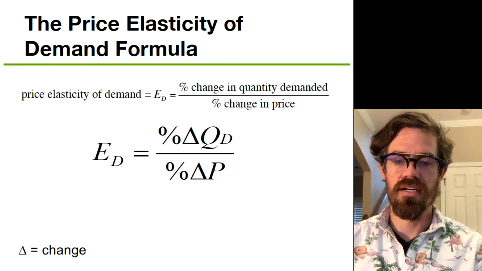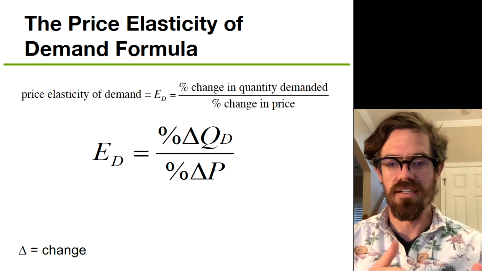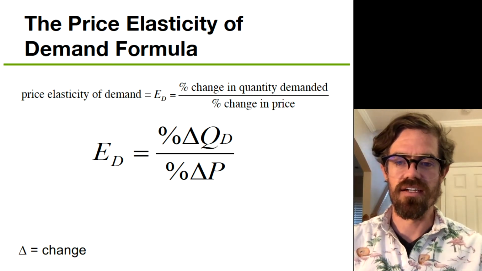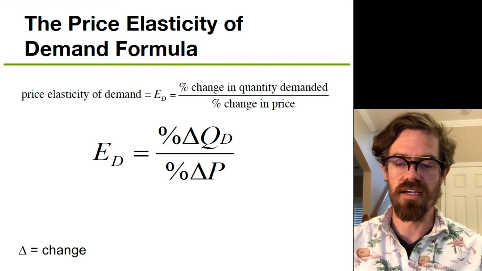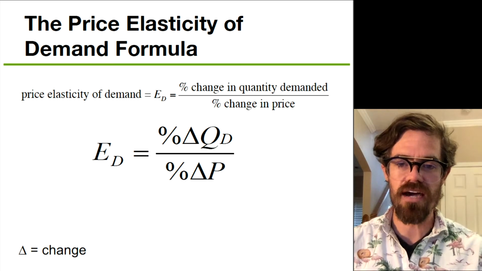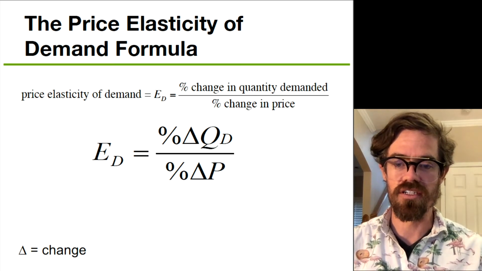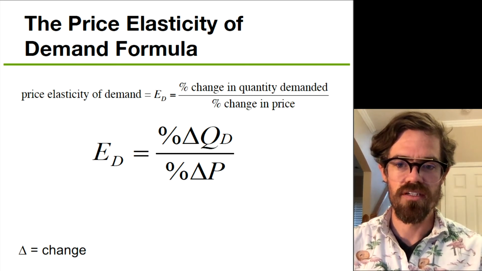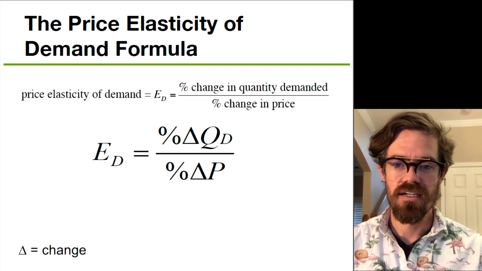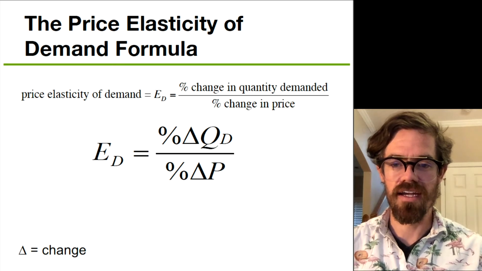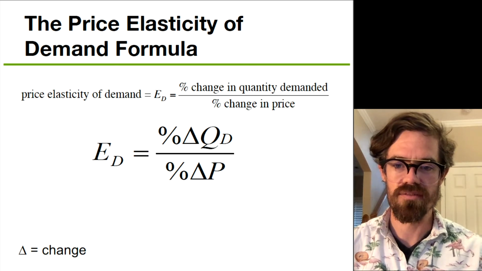All right, so now to get into a little bit more detail here. There's a specific formula for this. Like we've been saying, this is a measure of responsiveness, so this is actually something we can calculate, and the measure is going to entail a specific number. The price elasticity of demand, which we will denote E sub D, you see there in the middle, is defined as the percent change in quantity demanded divided by the percent change in price.